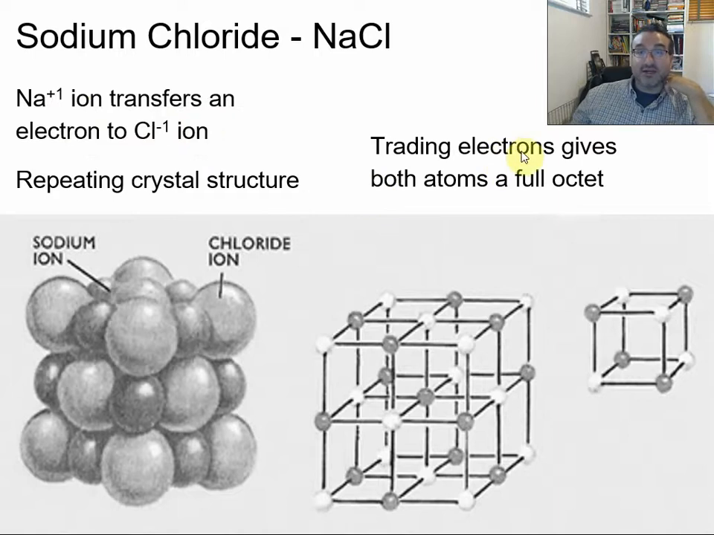By trading the electrons, the sodium ion and the chloride ion achieve the octet. Sodium doesn't need to share anything, it wants to get rid of one. Chlorine doesn't need to share anything, it just needs to gain one entire electron. This happens in a repeating pattern, leaving sodium chloride as a crystal type structure with repeating units of the sodium ion and the chloride ion.